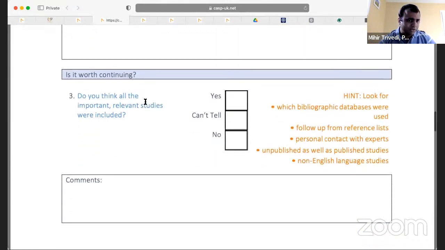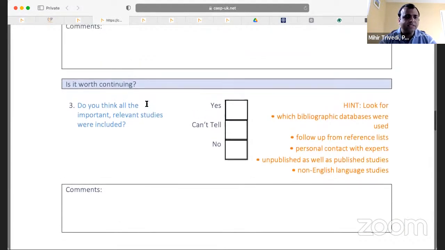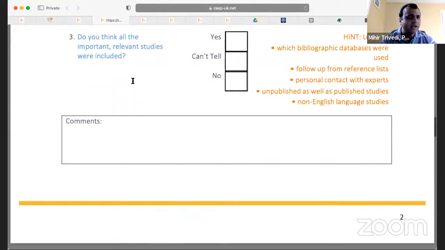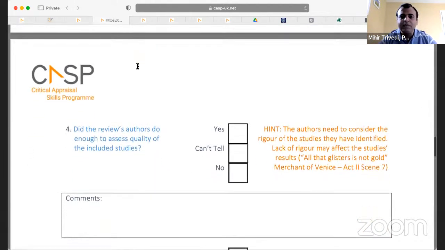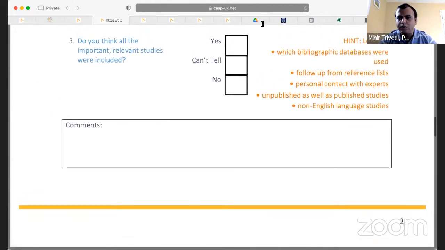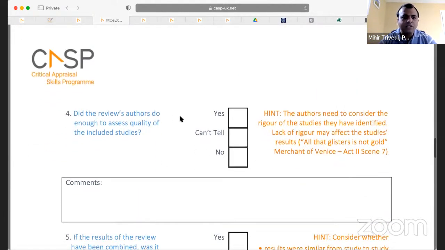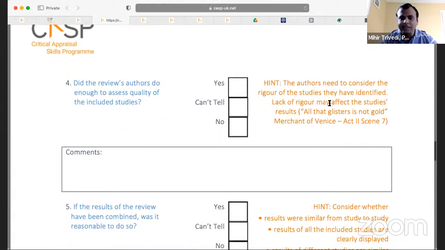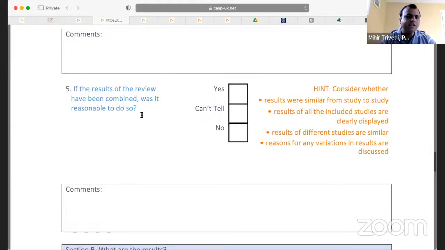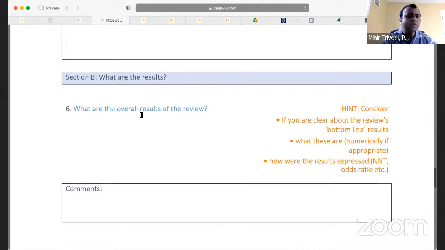Is it worth continuing? So in this one, do you think all the important relevant studies were included? Similarly, you can go through those hints over here. Did the review's authors do enough to assess quality of their included studies? There are some hints as well here. If the results of the review have been combined, was it reasonable to do so?